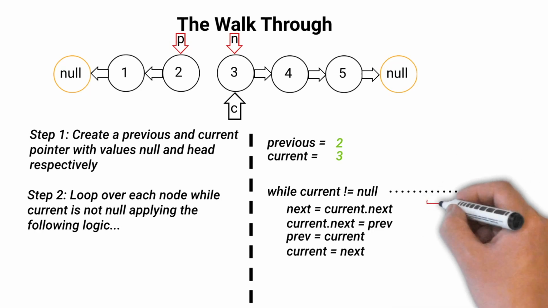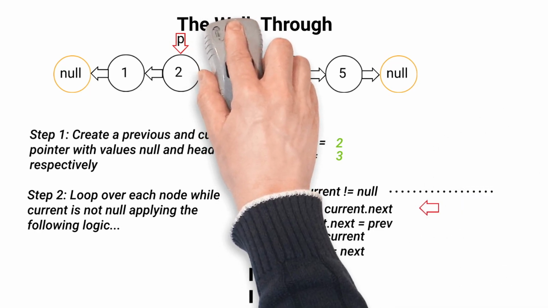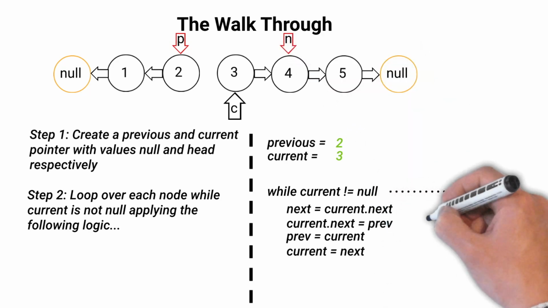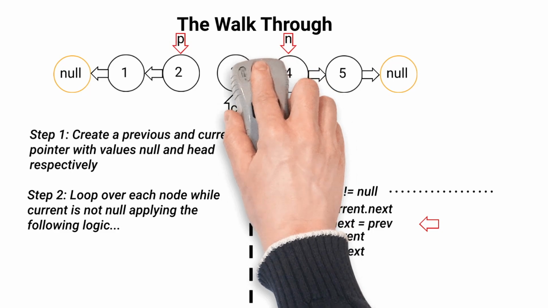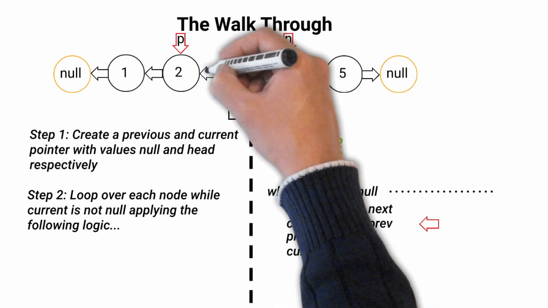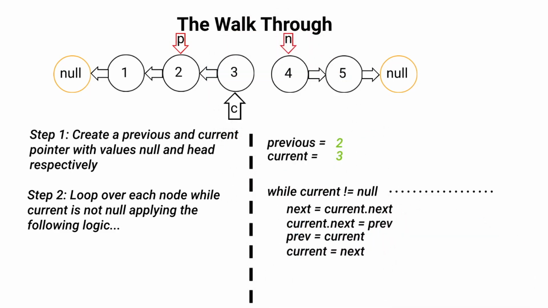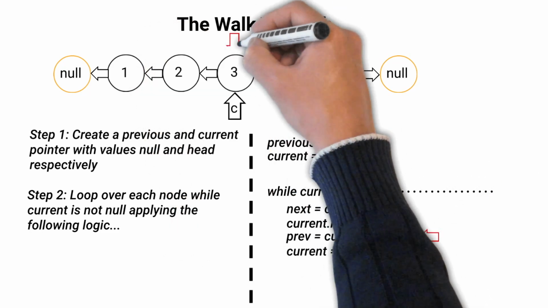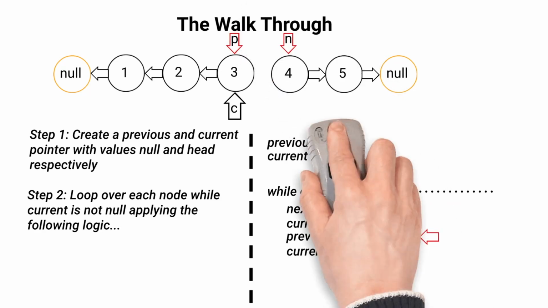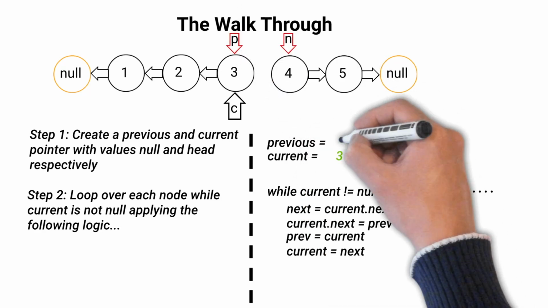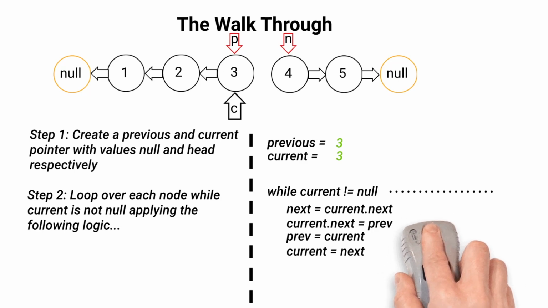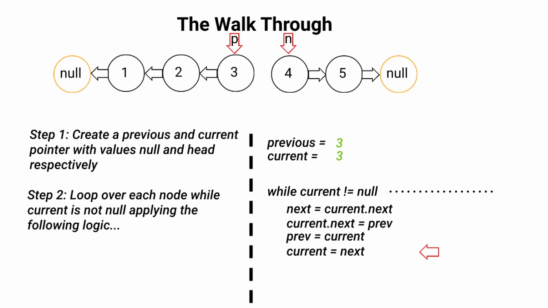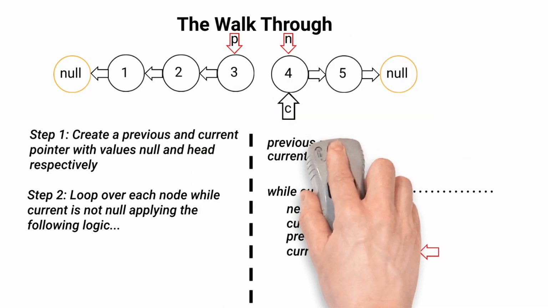Then back to the top where next is equal to current.next. So next is now pointing at the 4 node. Current.next is pointing at the previous node, so the 3 is now pointing at the 2. Previous is equal to current, so we move the previous to point at the 3 node. And then current is equal to next. So the current is now pointing at the node with a value of 4.